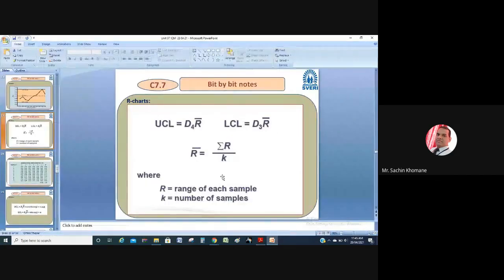Okay, so if you put these values of D3 and D4, you will get UCL and LCL. And that is very important in every control chart. You should calculate UCL. So in the R chart also, only this range calculation and referring to these D3, D4 constants of R charts are very important.